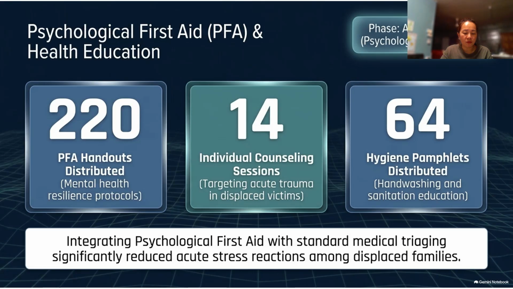Okay, the flood response also included psychological support and health education. A total of 220 psychological first aid handouts were distributed to support mental health resilience. 14 individual counseling sessions were conducted for affected victims, and 64 hygiene pamphlets were distributed to promote hand washing and proper sanitation.